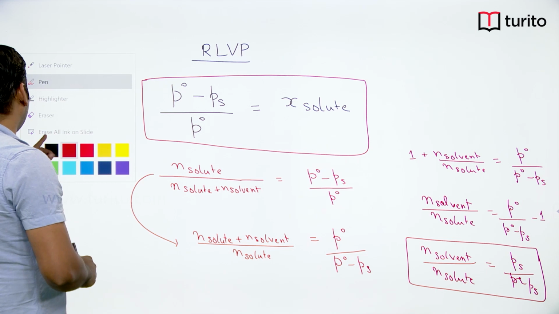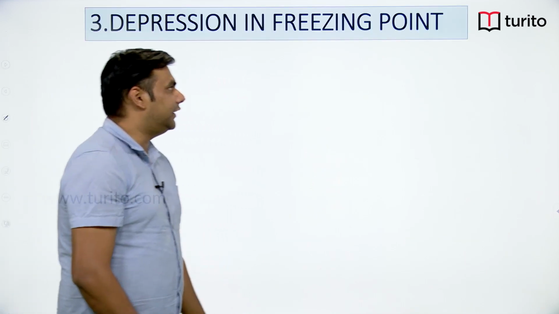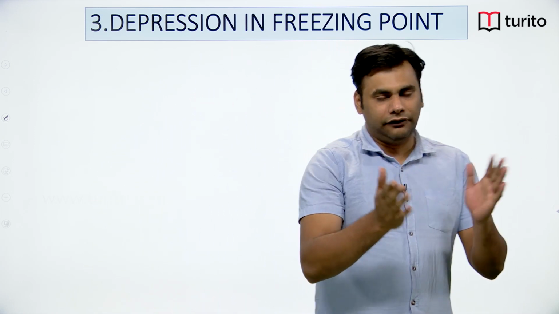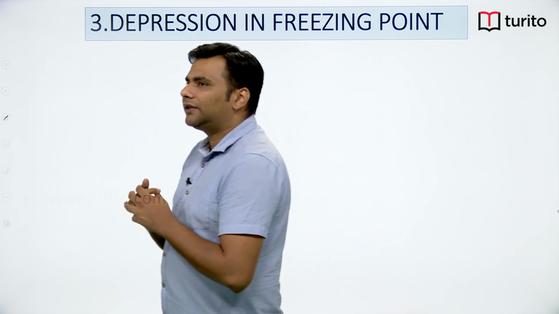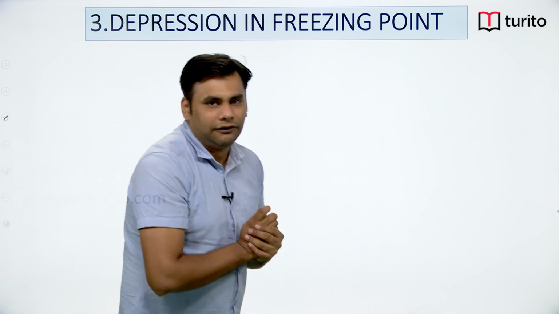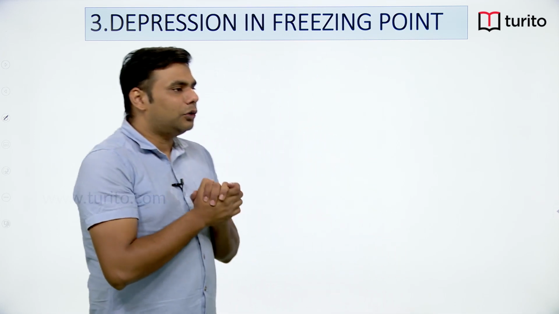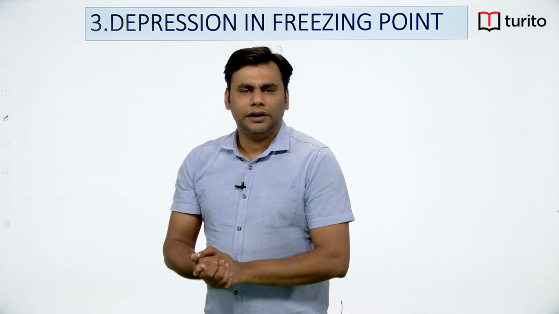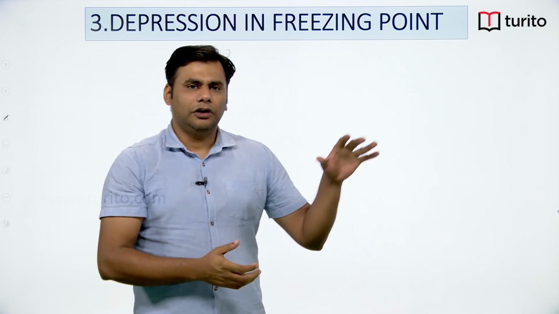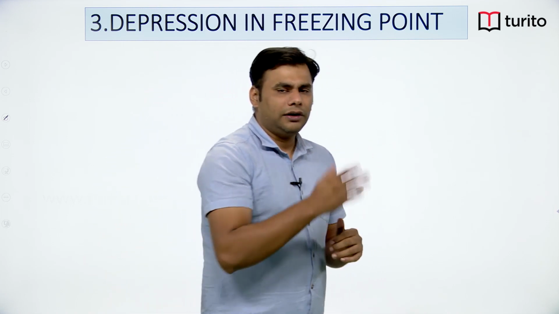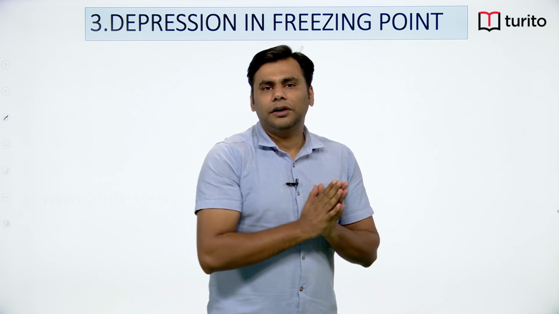So in today's lecture we will be focusing on depression in freezing point, okay? Now before entering into the depression in freezing point property, let us first understand what basically freezing is, what happens during freezing and how the mechanism of freezing happens, okay? So we know that whenever we want to freeze something, you might have seen in your home also, especially in the refrigerator, there is some low temperature that is maintained inside the freezer, where you put water, it gets frozen. So that is how it works.